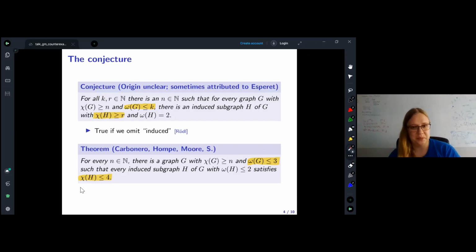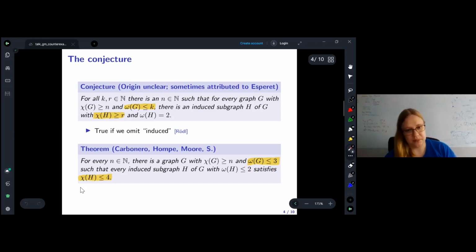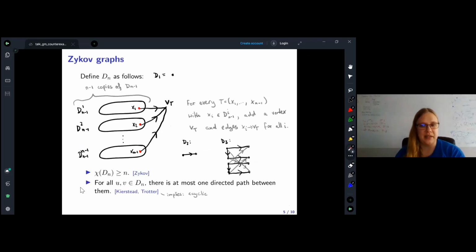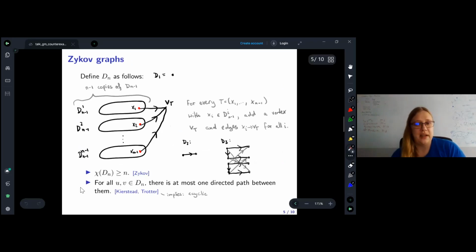So then this proves the conjecture, because even when k is 3, when r is 5, I am out of luck for this. Okay, and I'll tell you the construction. The construction is first based on a construction of Zykov, which is used to obtain triangle-free graphs of large chromatic number, which seems sort of counterintuitive for this purpose, but it will make sense. And so how it's defined is we start with D1.